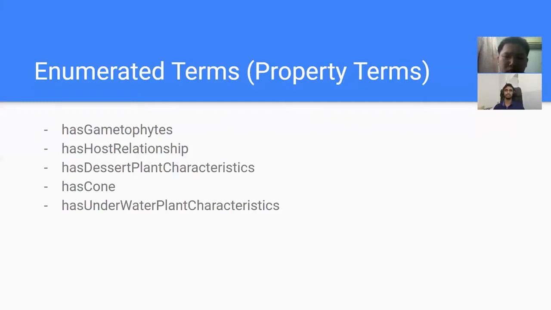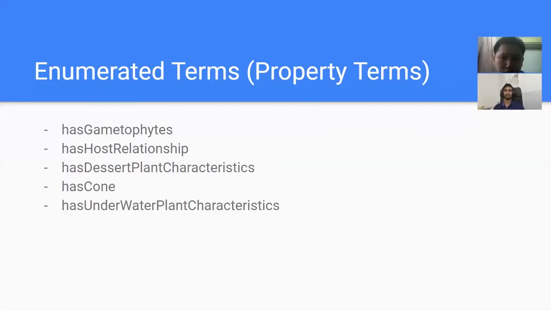Has cone is a property used to describe a plant that has either male or female conifer. The range of this property is a superclass of female cones and male cones called cone stack. Has underwater plant characteristic is a property used to describe a plant that has some underwater characteristics. Such characteristics include long roots, long stem, and waxy leaves.